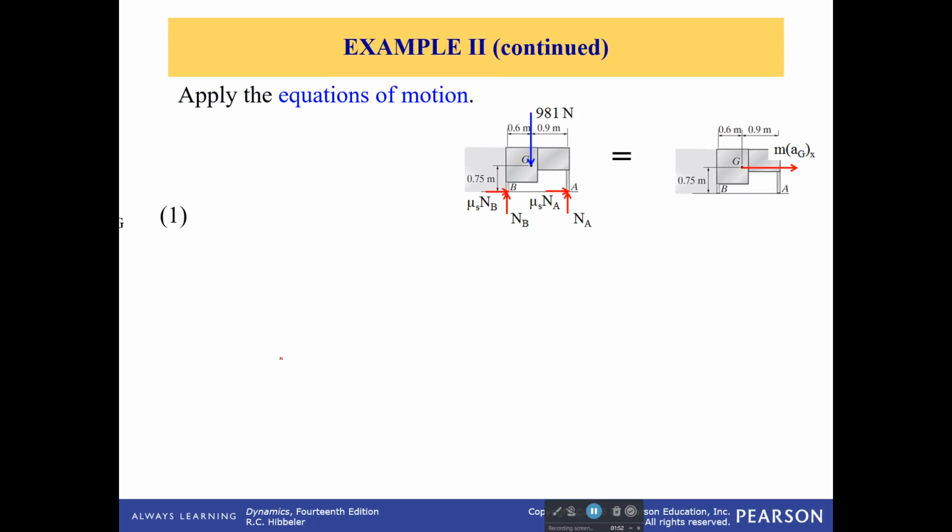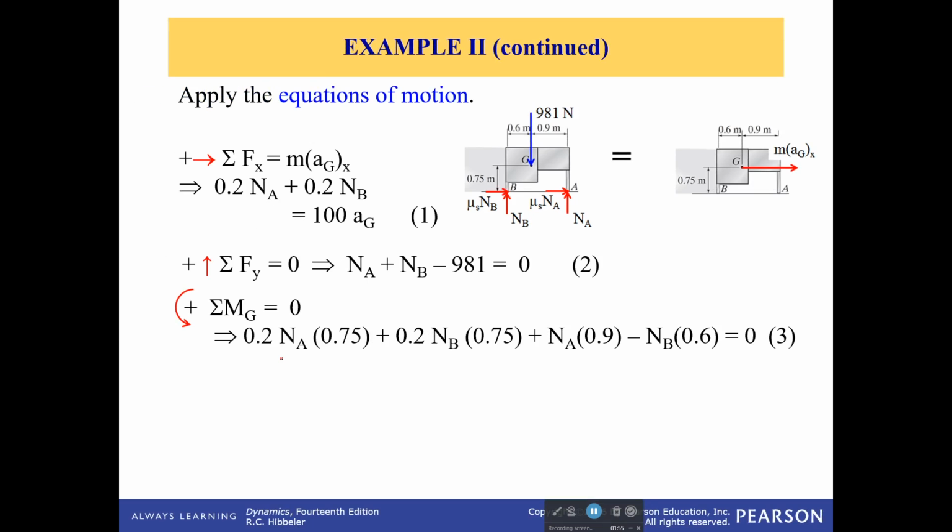So now we apply our equations of motion. First off, the sum of the forces in the x direction is going to be equal to our mass times our acceleration in the x direction. So that means we have several forces. We have our frictional force right here and our frictional force right here, and that's going to be equal to 100 times the acceleration of the center of gravity. What's the sum of the forces in the y direction? Well, that's going to be equal to my normal force at A plus my normal force at B minus 981.